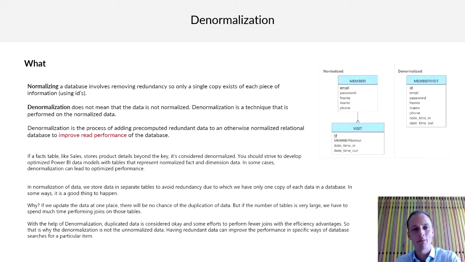So our final topic is denormalization. So what is it? Well, normalizing a database involves removing redundancy, so only a single copy exists of each piece of information. This is what we typically do in a star schema. So we have our ID columns in our facts table. We don't have any duplicate data there. This is all linked through our dimension tables, all perfect.